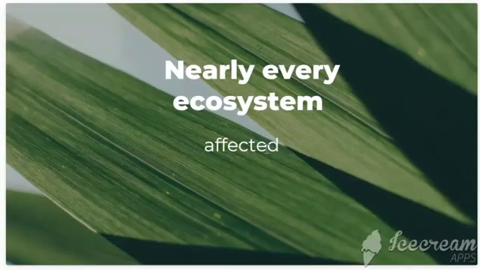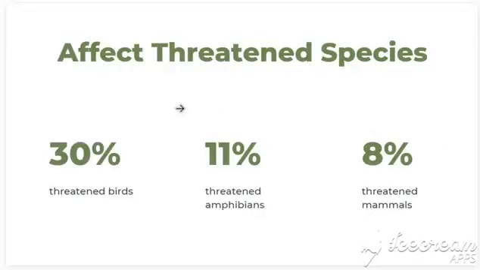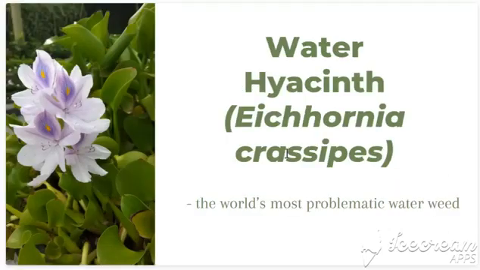Invasive species affect nearly every ecosystem that exists on earth. They also affect threatened species, including 30% of threatened birds, 11% of threatened amphibians, and 8% of threatened mammals. So, I want to use this as an example.